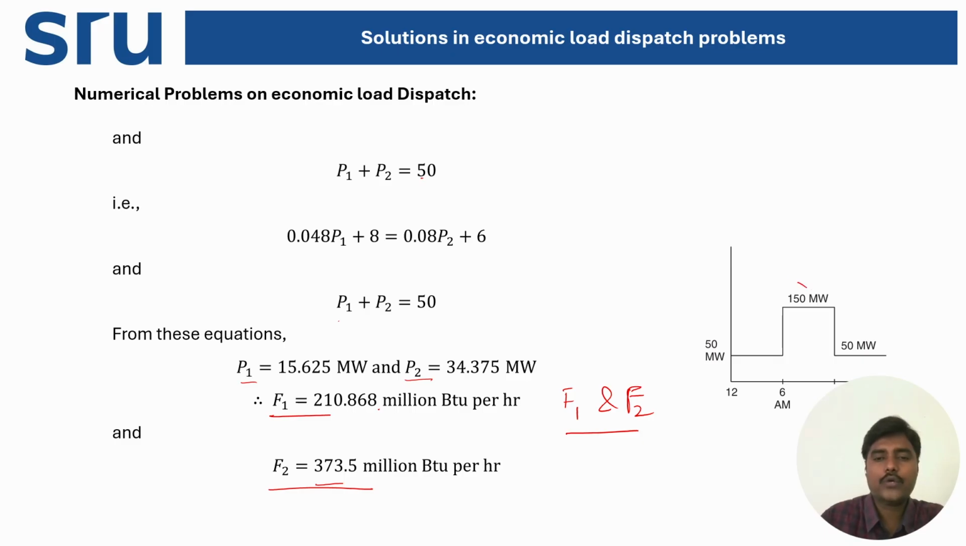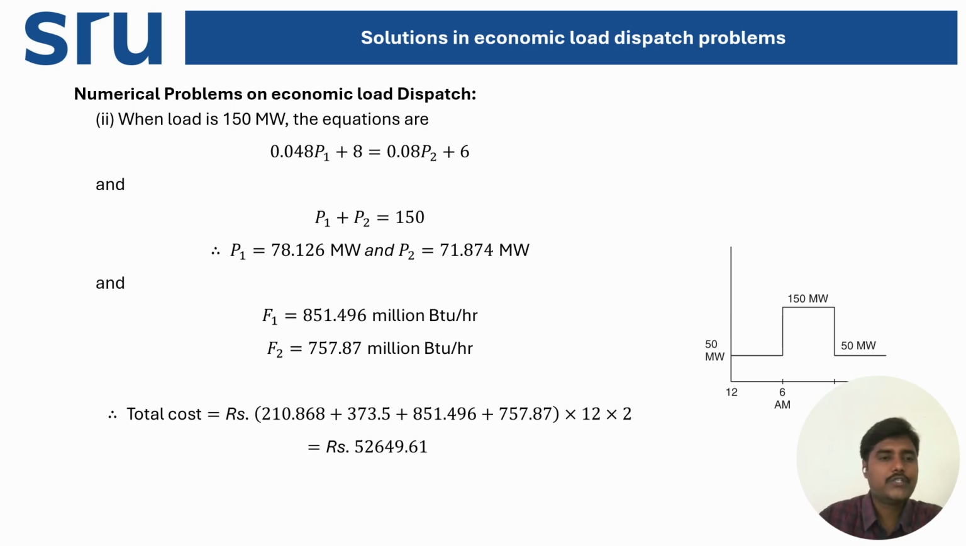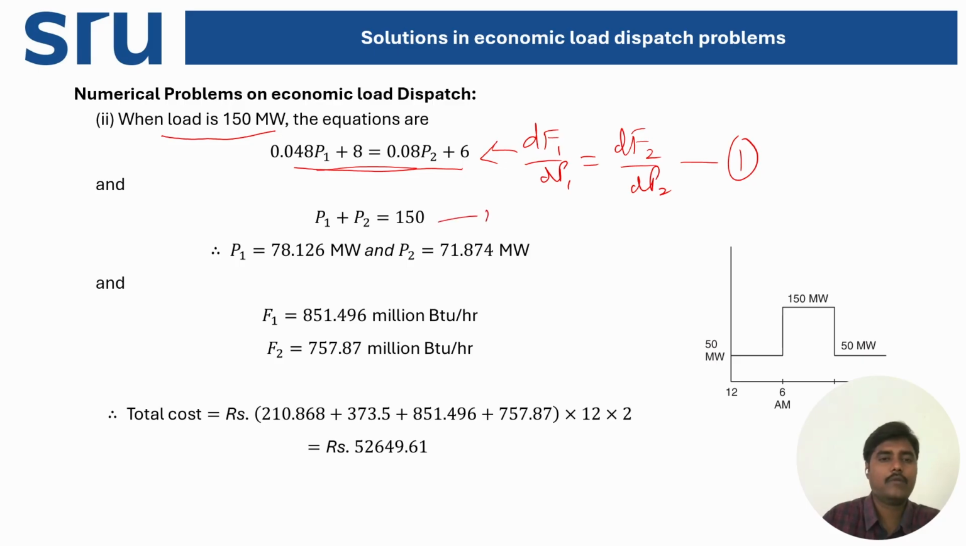So now we have to consider case 2, that is 150 megawatt. So this is for case 2 when the load is 150 megawatt. Again we have written the condition here. What is the condition here? df1 by dp1 is equal to df2 by dp2. That is nothing but equation 1. So based on this you can express this, and this will become equation 2.